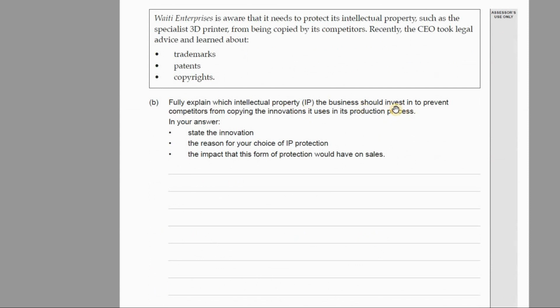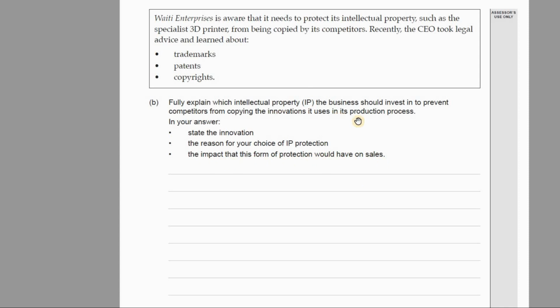Specifically, I'm going to have to look at if they should invest in it to prevent competitors from copying innovations. So I'm going to have to say, hey, which innovation is happening here? The reason for my choice of IP protection. So am I going to choose a trademark, a patent, copyright? I'm assuming it's asking me about there. And then I'm going to talk about the impact that this form of protection would have on sales.